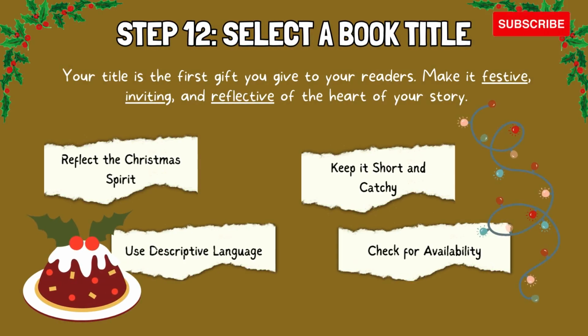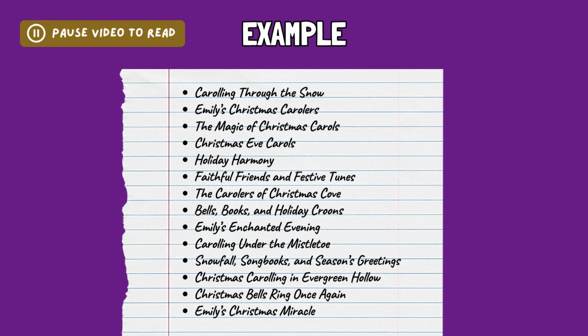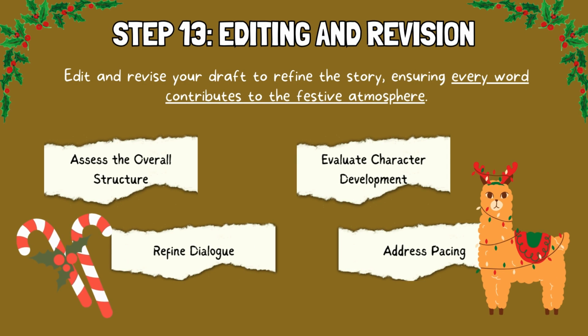Step 12. Select a festive book title. Choosing a title for your Christmas story is like wrapping a present. It's the first thing readers see and sets the tone. Make sure it reflects the festive spirit, captures the essence of the story, and is short, catchy, and filled with descriptive language. Here are some festive book title ideas for the story about Emily reviving the town's caroling tradition. These titles aim to evoke the nostalgia, joy, and holiday warmth of a small town coming together to revive a forgotten Christmas caroling tradition.